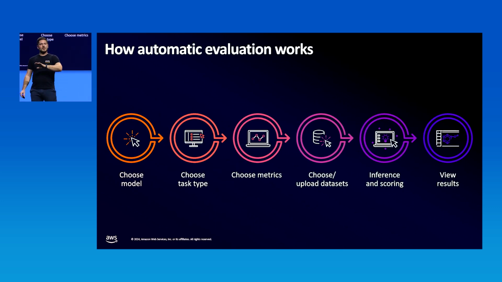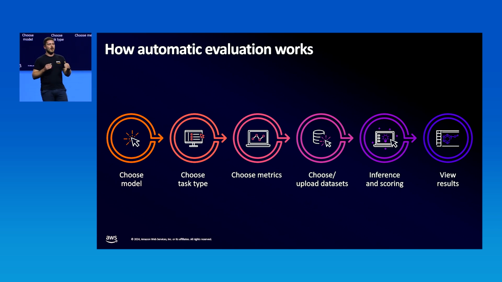The automatic evaluation is quite similar, actually. So the first 3-4 steps are the same. You choose your model, you choose your task type, you choose your metrics, and then you also upload your dataset. The step where it obviously differs is that after the inference, we will have the scoring, right? So the automated calculation of certain metrics and not a human evaluation step. And this is also already built in to Amazon Bedrock model evaluation.